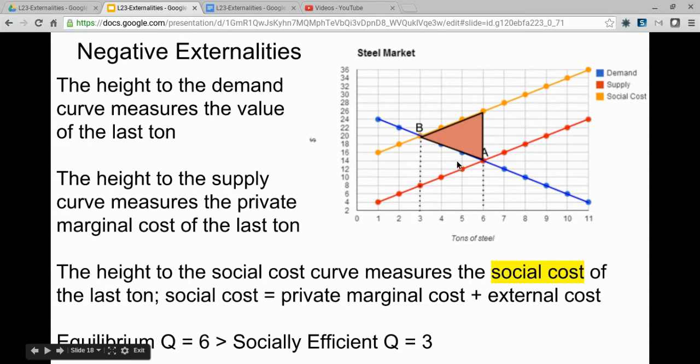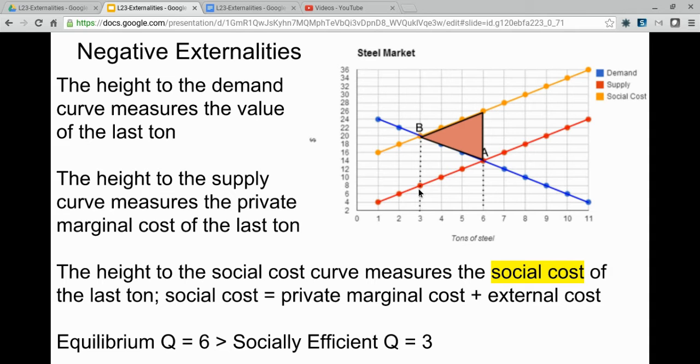The supply curve, the red curve, measures the private marginal cost of the last ton. The private marginal cost is the marginal cost paid by the producer, but does not include any external cost borne by the bystanders. Since a competitive firm maximizes profit by producing output only when price is greater than marginal cost, the supply curve is the private marginal cost curve. Since the quantity supplied is 3 when price is 8, the marginal cost is $8 when the quantity is 3 tons.